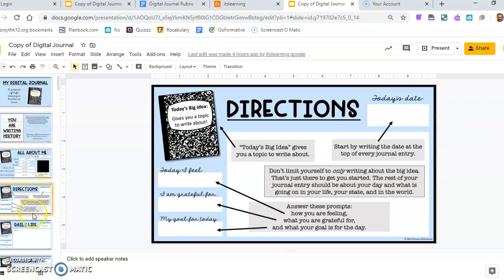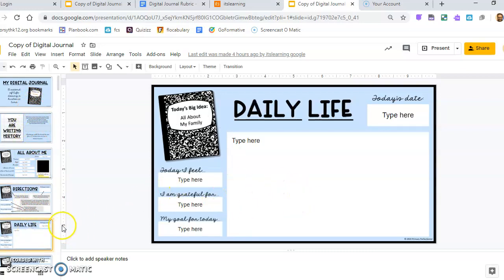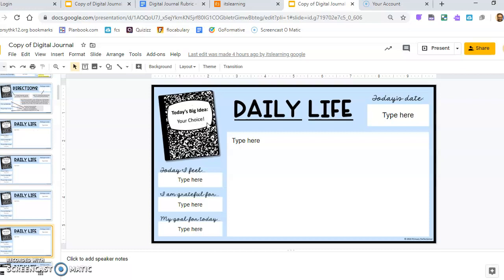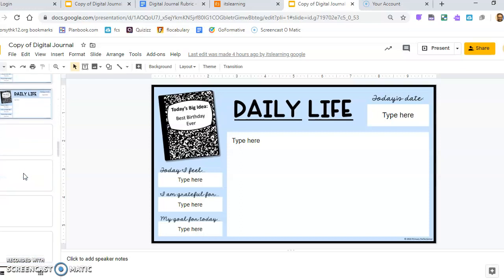I want you to fill out those introduction ones, and then you can choose. So you see here today's big idea, all about your family. That's easy enough. You fill in the date, you fill in information, and you type in here. As you do this, you'll notice that the big idea changes each slide: things that you've learned, things I miss doing. You have several times where it's your choice, where you create your own topic: all about my house, my dream job, my favorite animal. You get the picture, and you scroll down and there's all these choices.